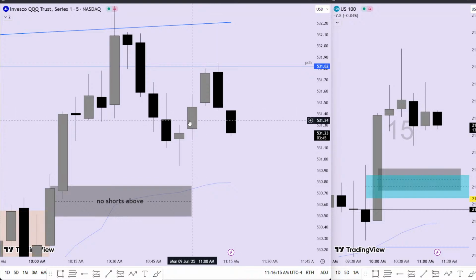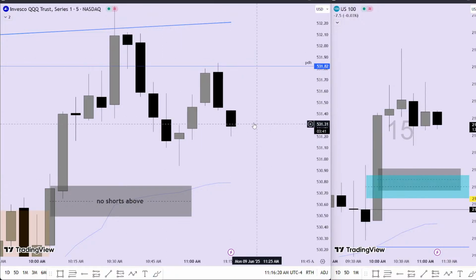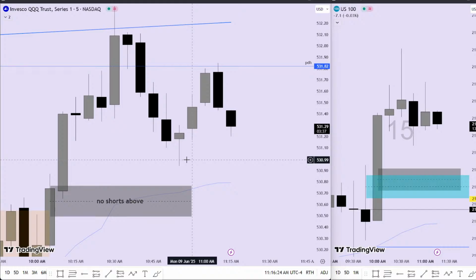So the gap got closed. This was the first leg. We tried to make another second leg, but still that would not make anything different. We are still always in long.